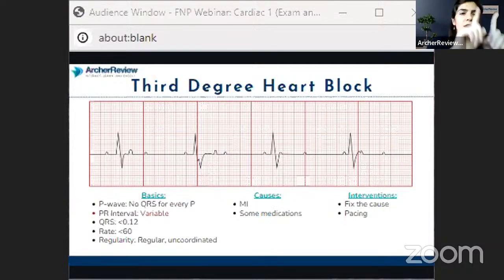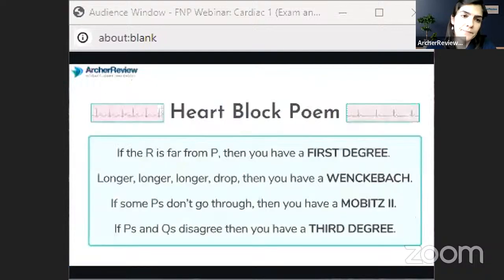The R waves are marching regularly, but they're not talking to each other at all. They're just marching to their own drum, their own beat. So that's a pretty classic sign of third-degree heart block. Again, this is a situation where this patient needs to be monitored very closely, and they're going to put in a temporary pacemaker until they can get a permanent pacemaker put in. But this is a dangerous rhythm.